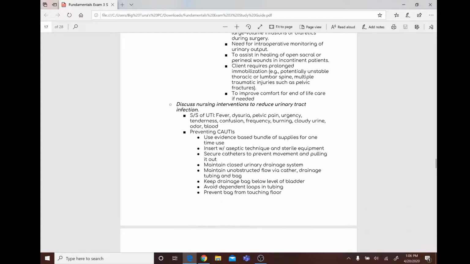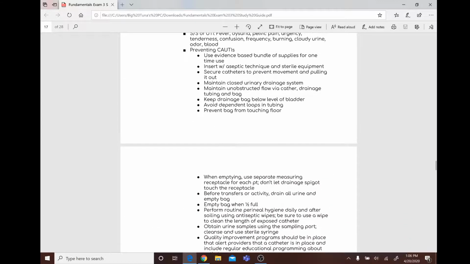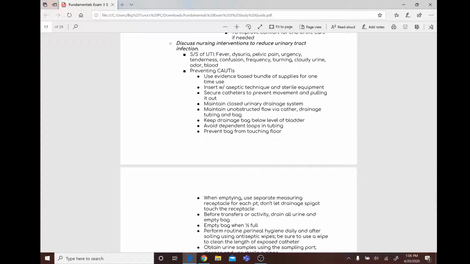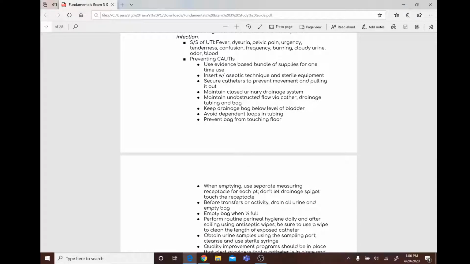Okay. What are the signs and symptoms of UTI? Fever, dysuria, pelvic pain, urgency, tenderness, confusion, frequency, burning, cloudy urine, odor, and blood. How can we prevent CAUTIs? Use evidence-based bundle of supplies for one-time use.